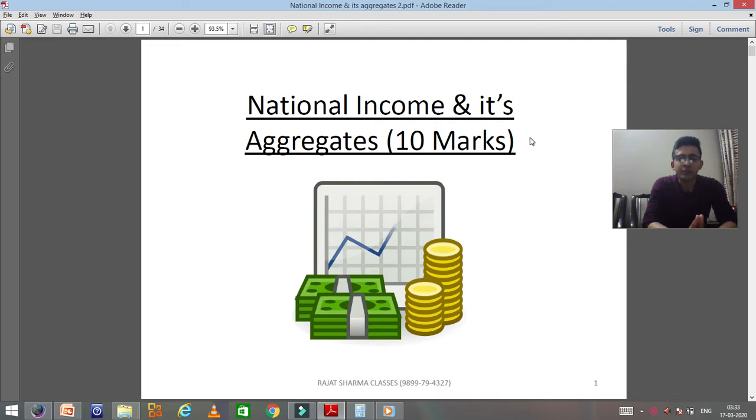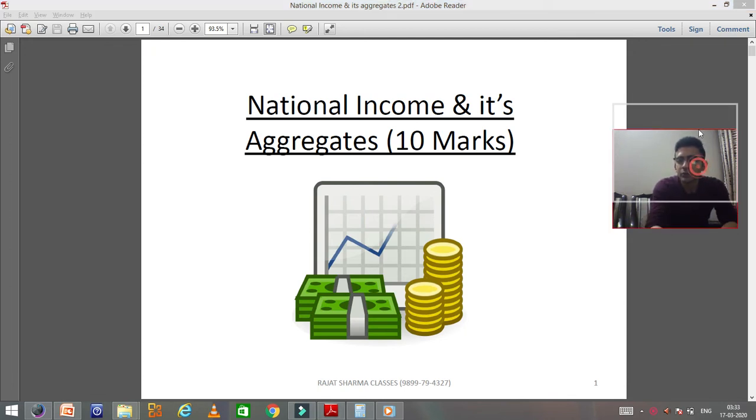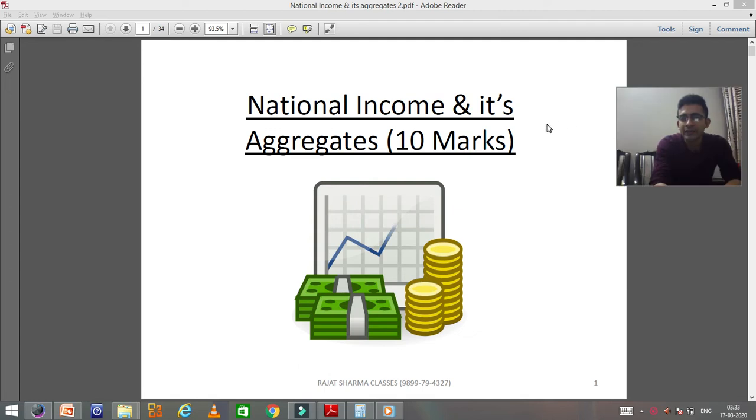I am Rajat Sharma, and today we are going to study a class 12th topic of national income and its aggregates. National income is considered the most important topic, and it has a very big weightage of 10 marks in your board examination, in CBSE board examination.